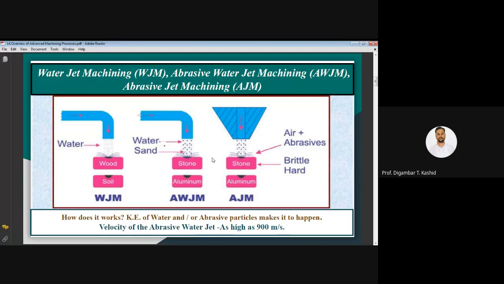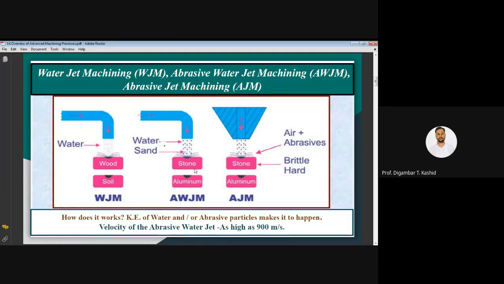When these sand particles, whatever I have shown in this figure, come along with the water jet and strike that stone block, if you take the example of a stone block, and you see that continuous striking of the water plus the sand particles on the stone, you will find after a few months, or you can take the example of a few days, that small craters will be formed on the stone.